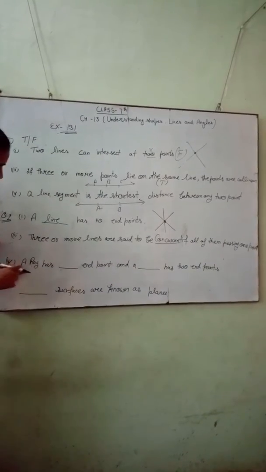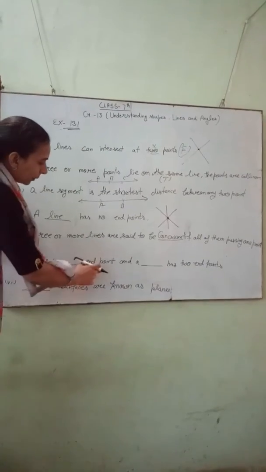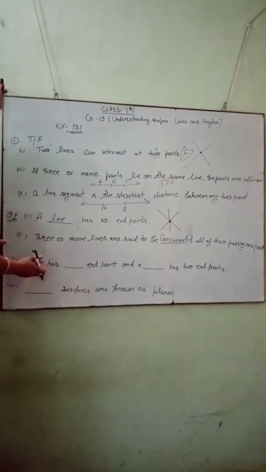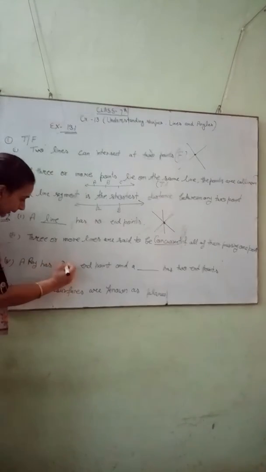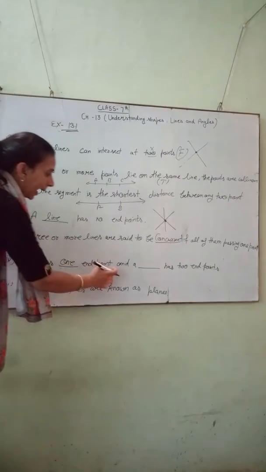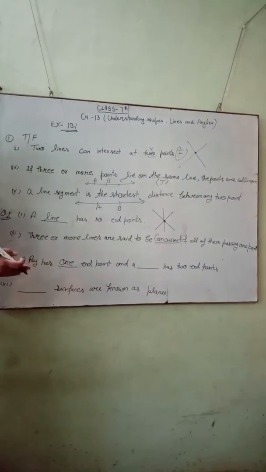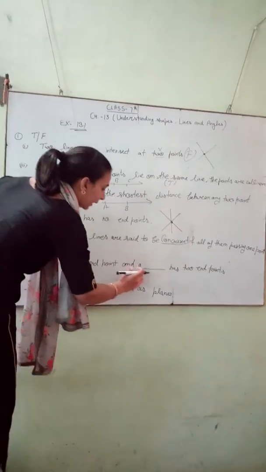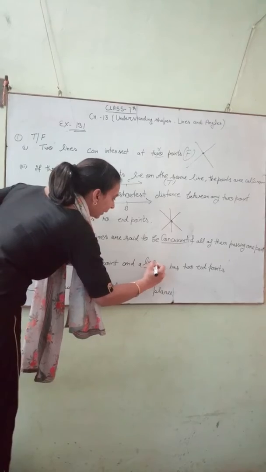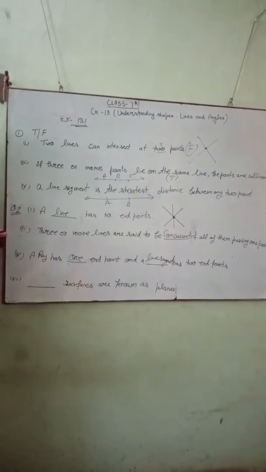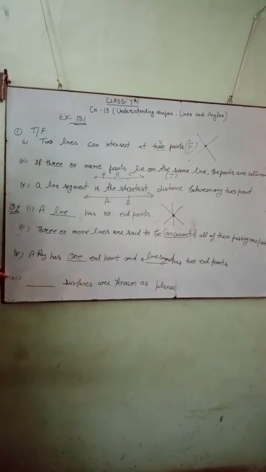A ray has dash end point and a dash has two end points. A ray has one end point, so the answer is 1, and a line segment has two end points. Clear, students? Then next, sixth part.